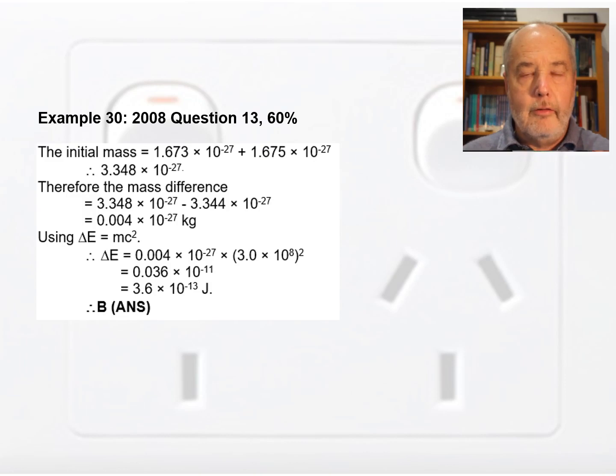The initial mass is greater than the final mass. This change in mass has been released as energy. Use E is equal to mc squared to find that the energy being released is 3.6 by 10 to the minus 13 joule. Therefore, the answer is B.